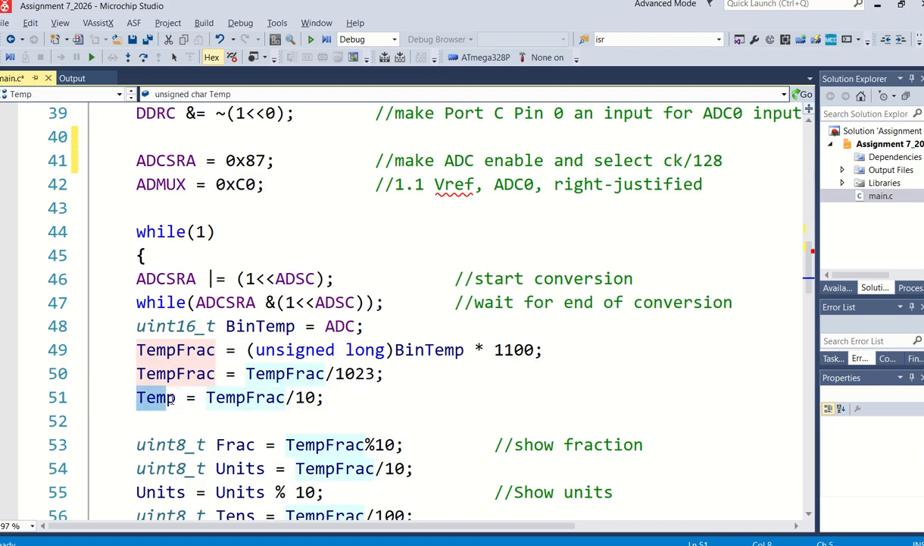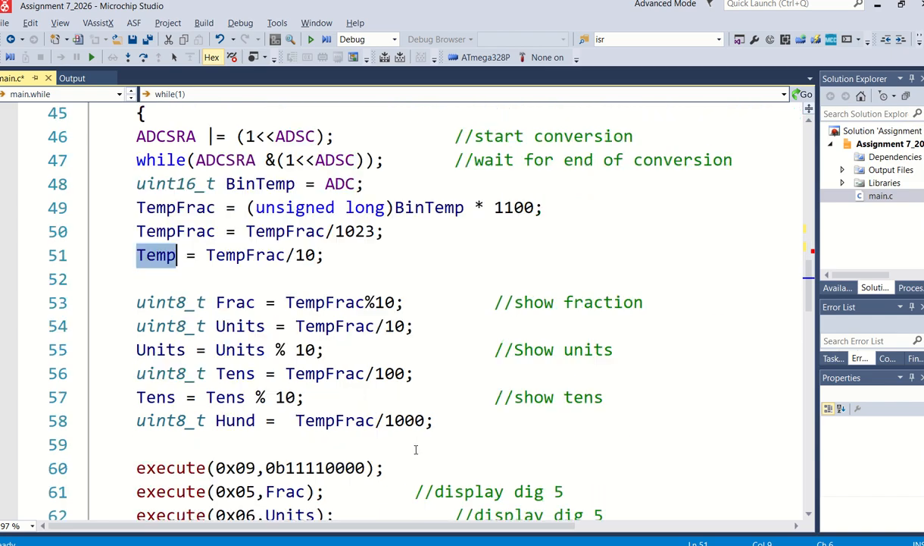But to get to the real temperature, not containing that fraction part, I've also said that temp is temp frac divided by 10. So if it is 1100, dividing it by 10 will give me a value of 110, which is the maximum value. And for the fraction, let's assume the value is 1100. In frac, I will basically store a 0.